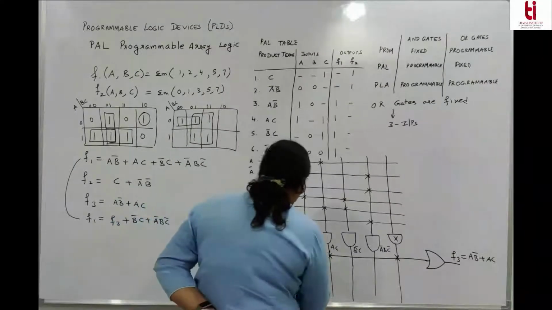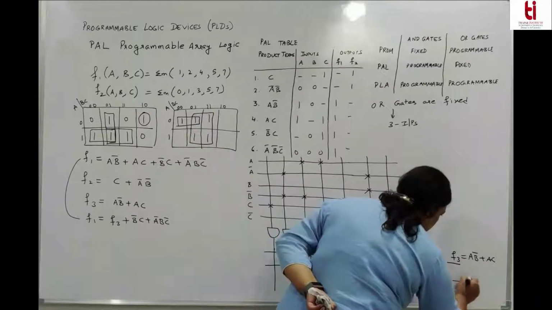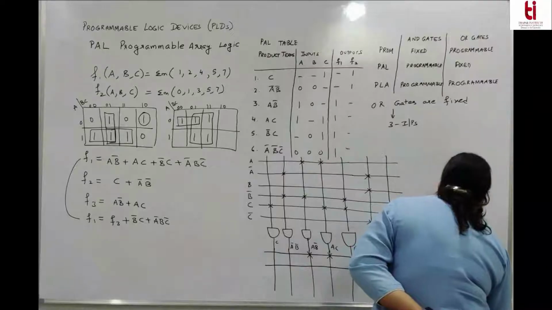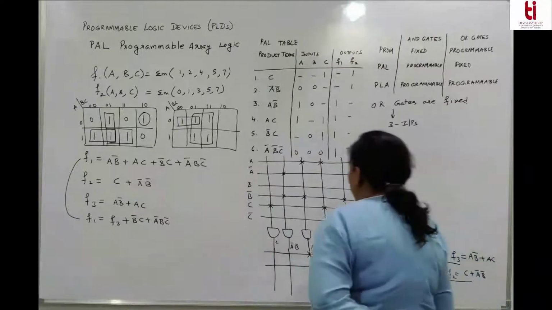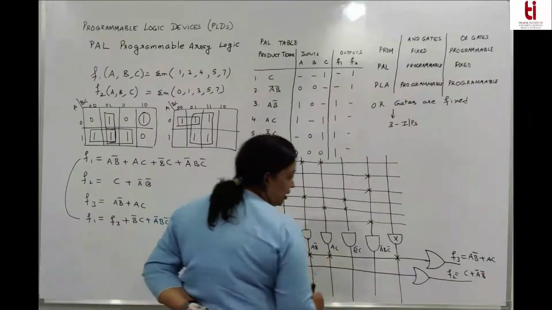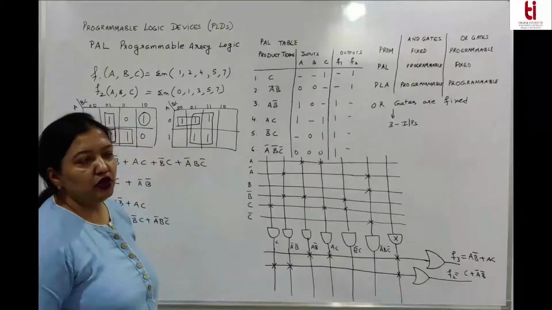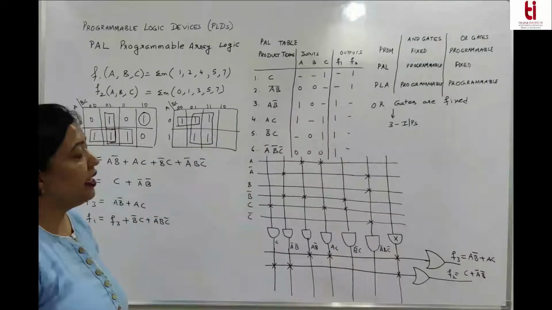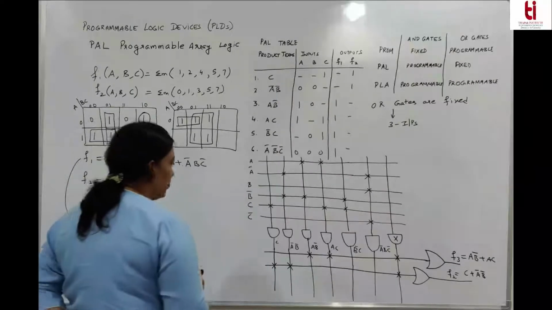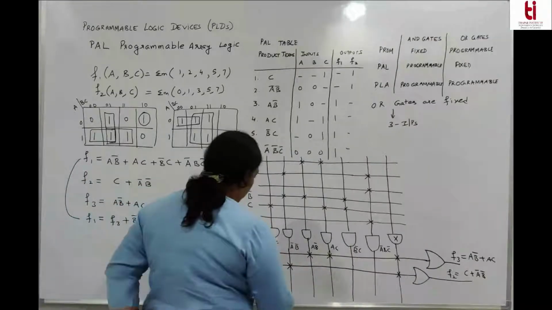What is F2? C plus AB bar. A bar, B bar. So C and A. Again, the third input. So you can connect it to 0. So if it is a fusible contact, all fusible, then the output for an AND gate will be 0 and for an OR gate it will be 1.